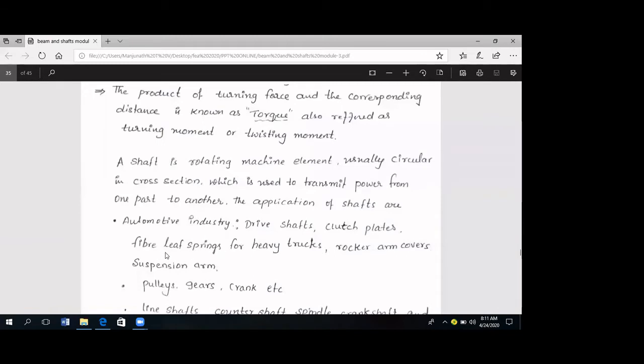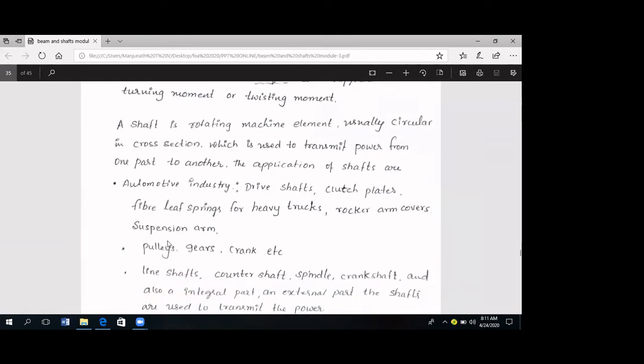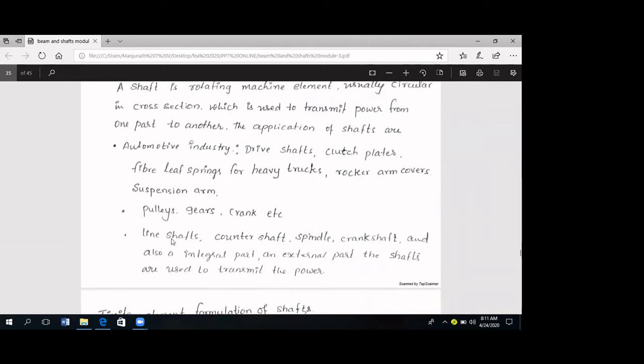There are so many fields where shafts are used to transmit power. Pulleys and gears are also mounted on shafts to transmit the power, and similarly in the case of the crankshaft. Based upon the type of application and the purpose for which the shaft is used, shafts are called line shafts, spindle shafts, crankshafts. Based upon application, they are called different types of shafts.